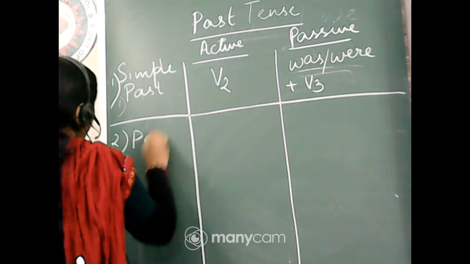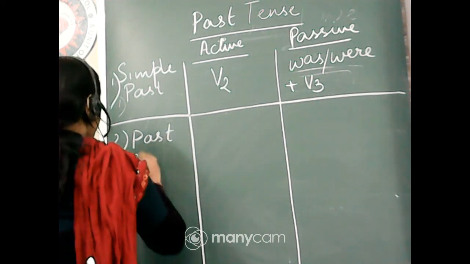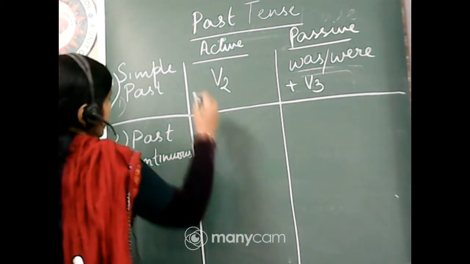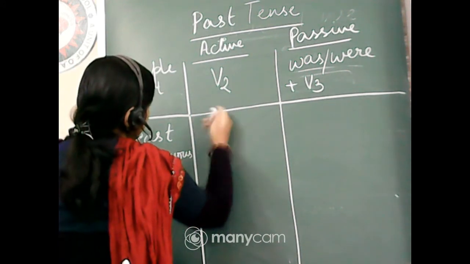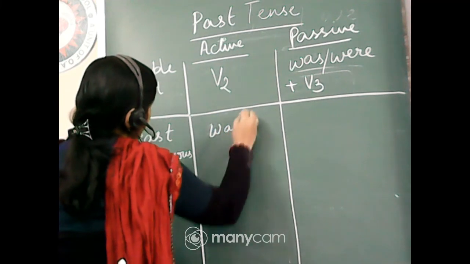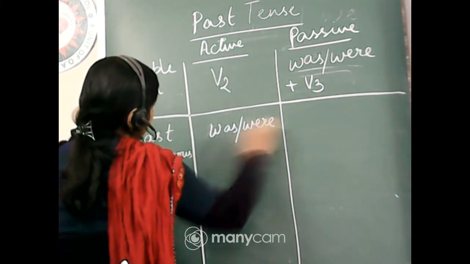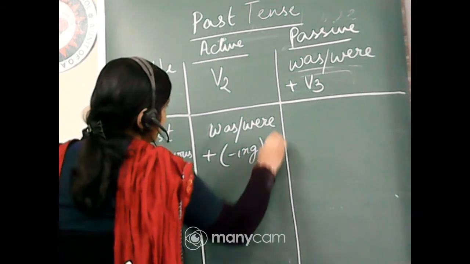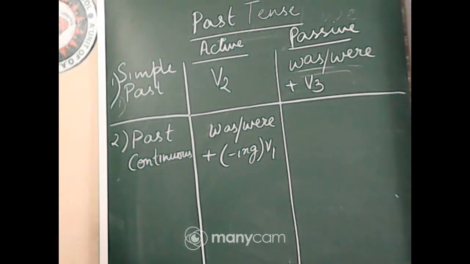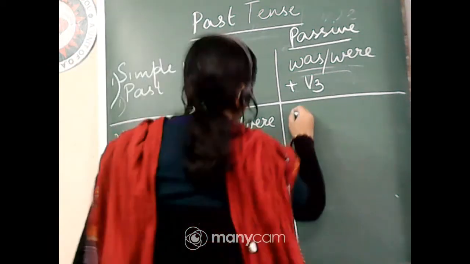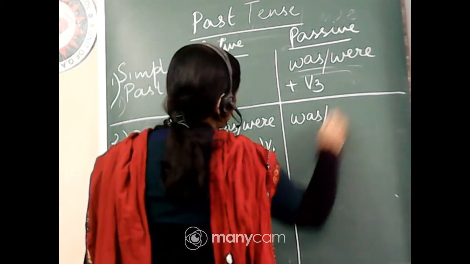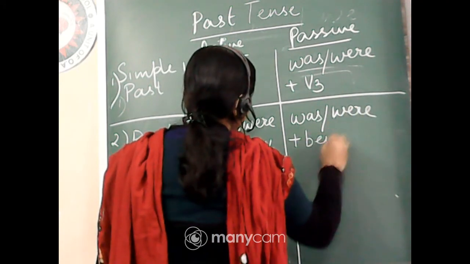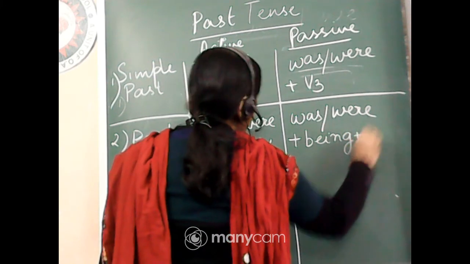For the past continuous, was or were plus ing form of the root verb, that is V1 verb, ing form of the verb, it will become was or were plus being plus V3.